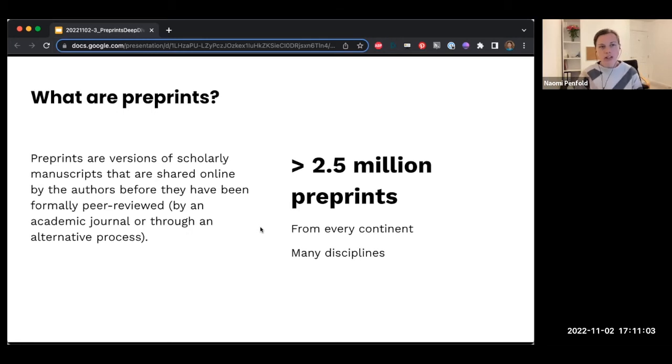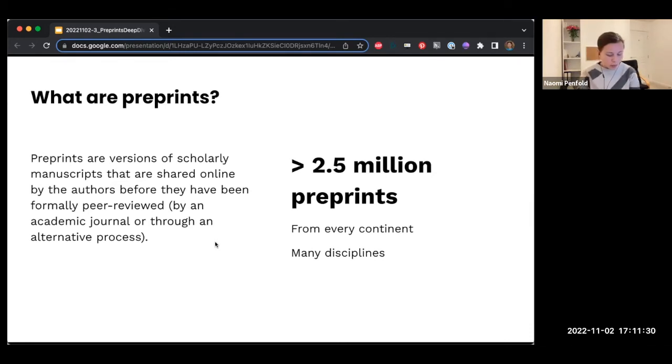Some of you may know this already, but let's just quickly define what we mean by preprints. There are various definitions of what a preprint is. There's some specific details. We're not focusing on refining the definition. So for our purposes, we've been looking at preprints as versions of scholarly manuscripts that are shared online by the authors before they have been formally peer reviewed, which may be through an academic journal or maybe through a different process.